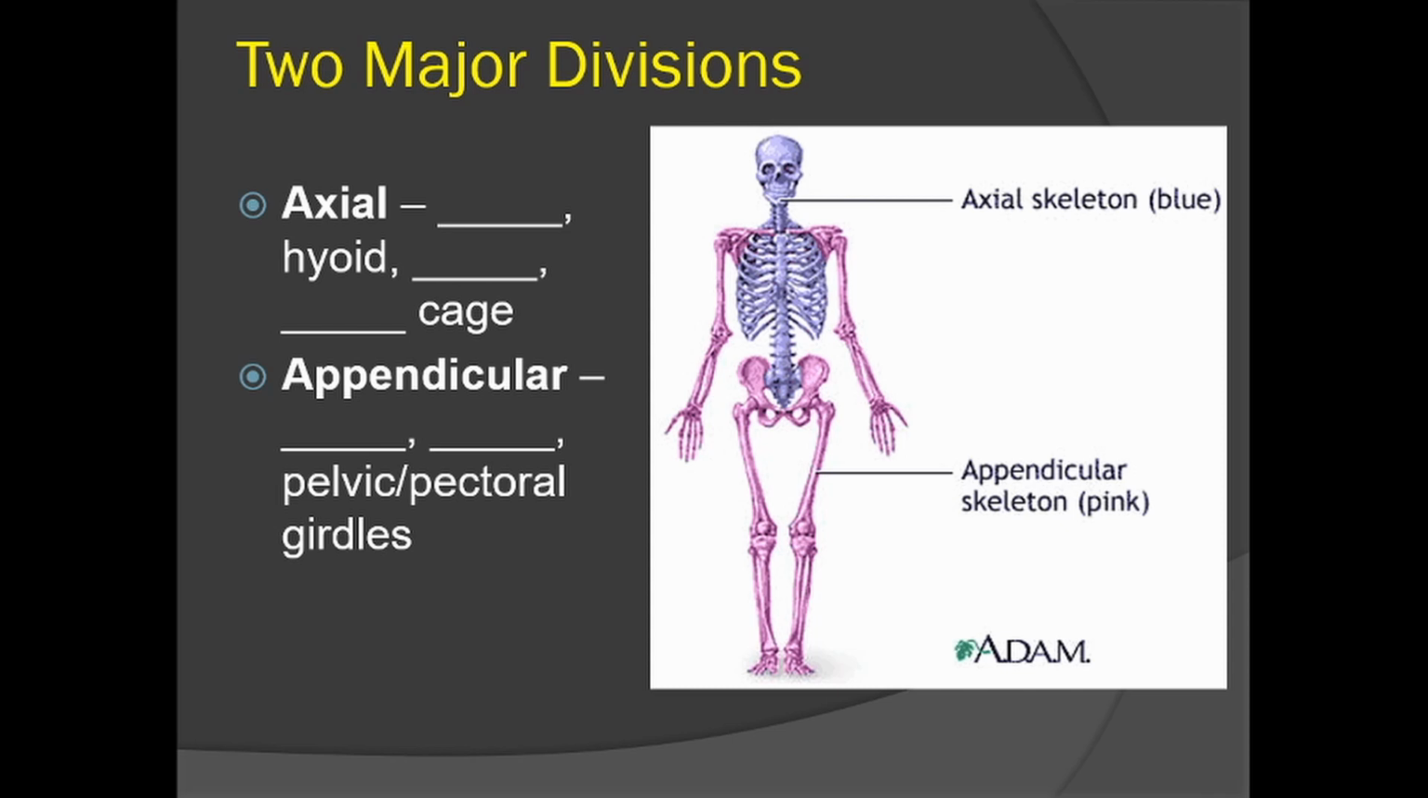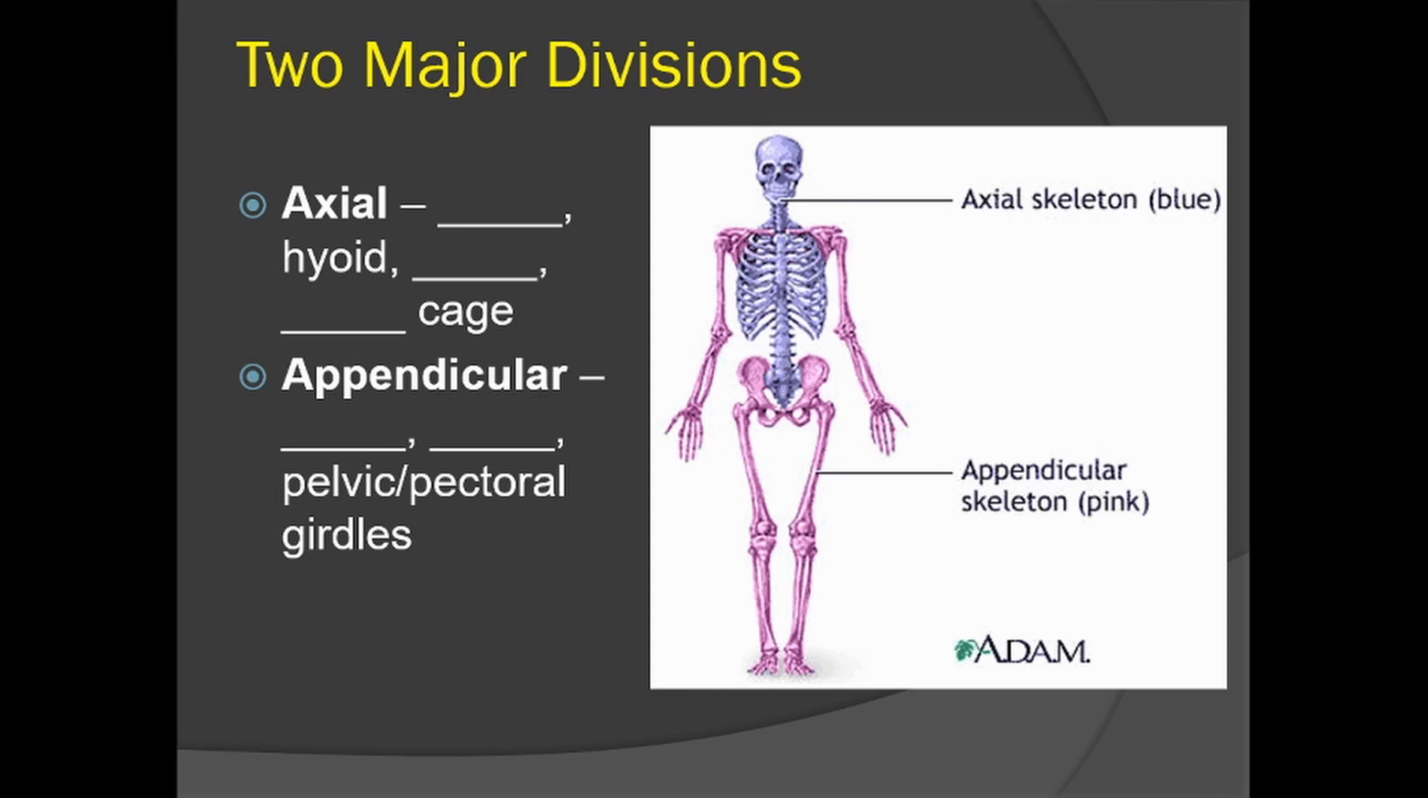So the axial consists of, starting at the top, the skull, then the lonely hyoid bone, which is in our throats and covers our larynx, the vertebrae, which are, of course, the spinal bones, and then the rib cage or the thoracic cage. So those would be the bones of the axial skeleton.